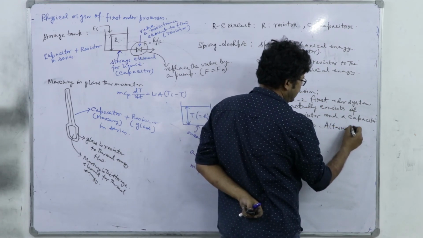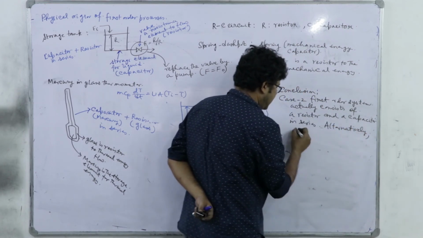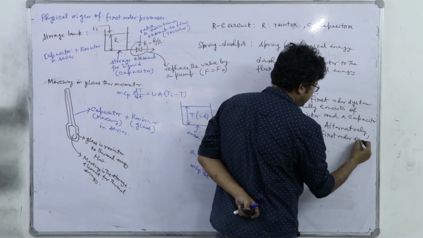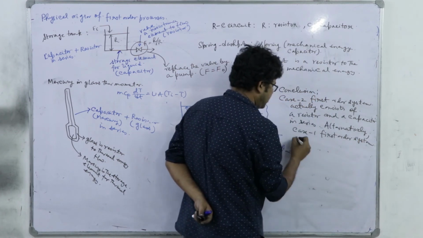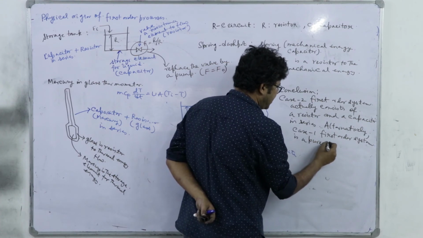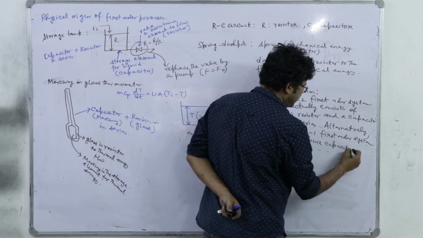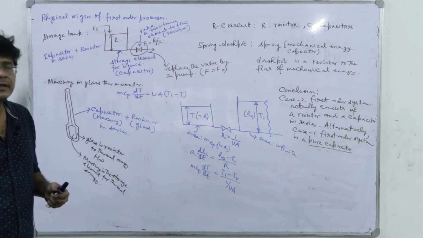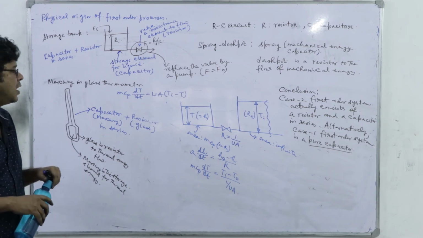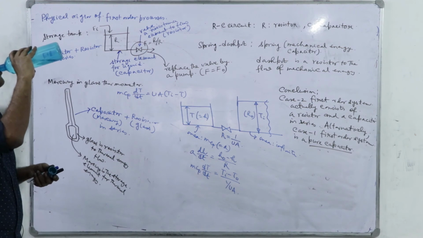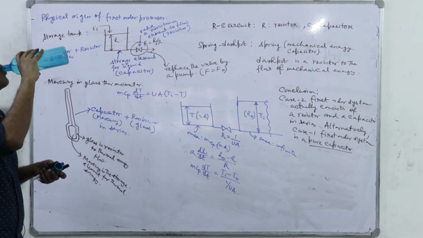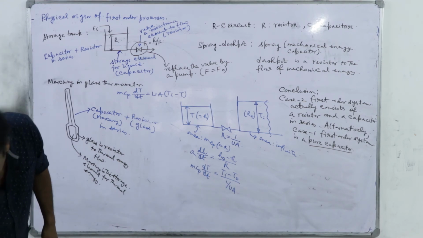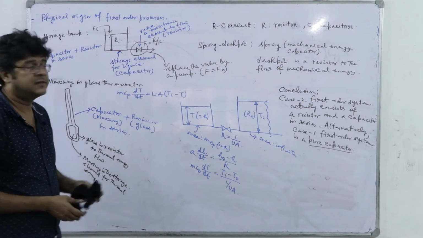Alternatively, case 1 first order systems is a pure capacitor. So, it is a pure capacitor and it actually has no resistance element. Whereas, case 2 first order systems are the combinations of resistance and capacitance in series.